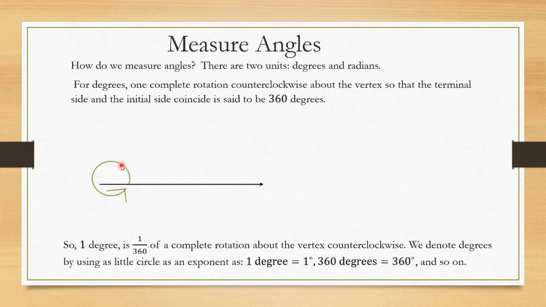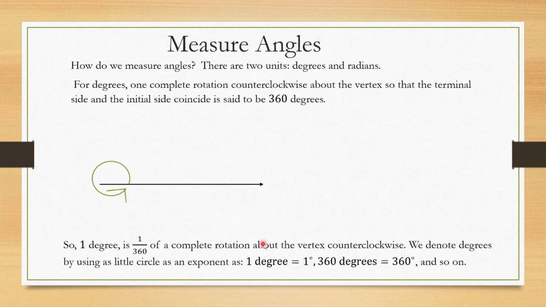Counterclockwise, okay? An angle is positive if you do that. If you rotate clockwise, I mean, theoretically you could, but then the angle is said to be negative. So negative 360 degrees would be doing a complete rotation, but rotating clockwise, okay?